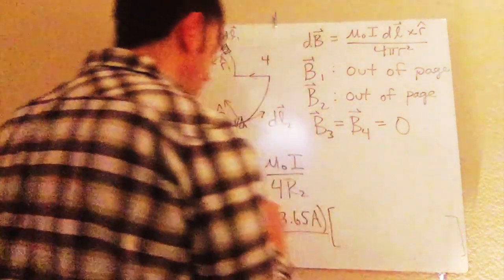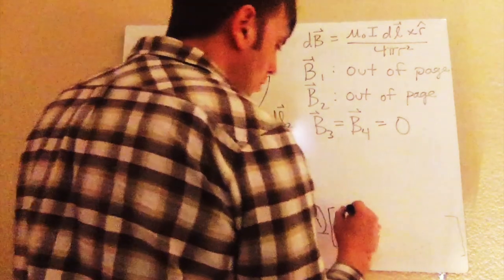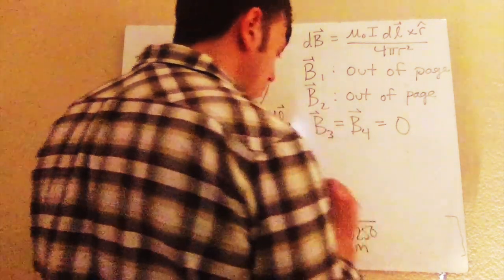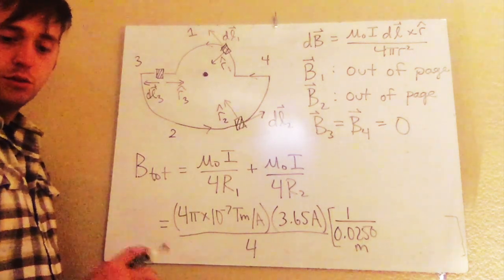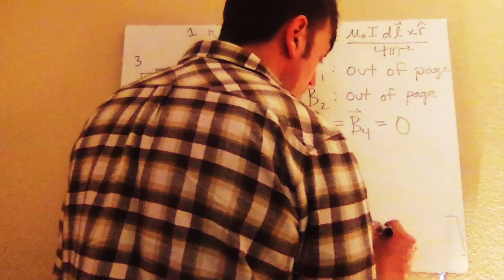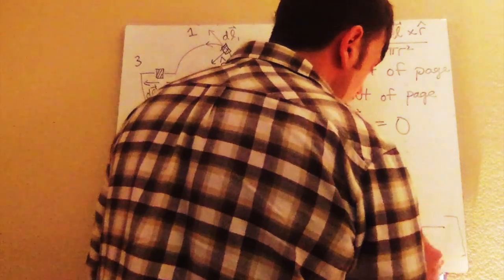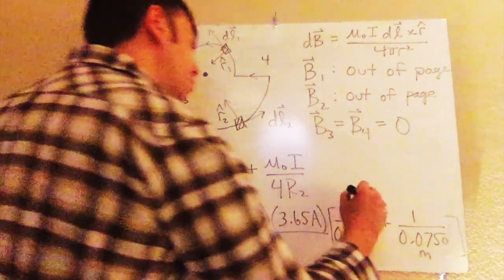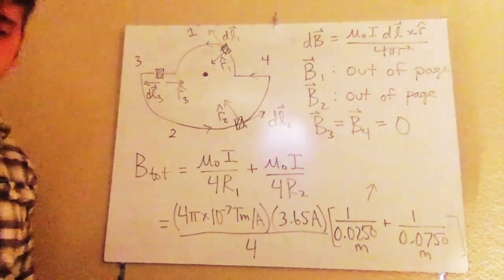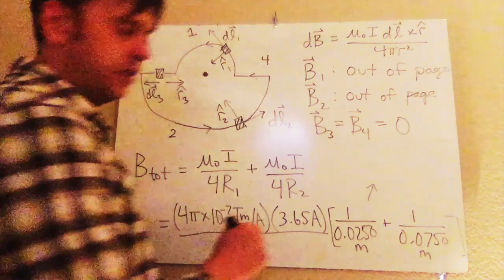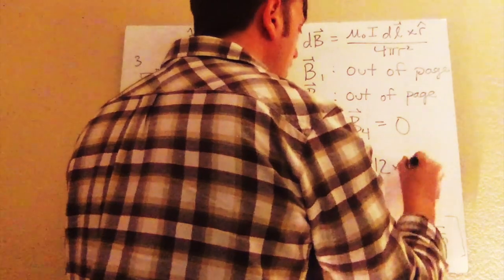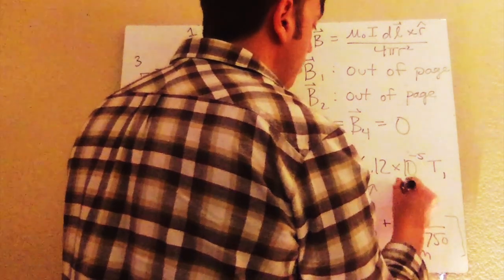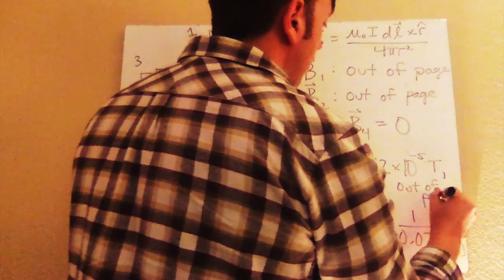Next we have 1 over r1, and r1 was 2.5 centimeters. So let's write that as 0.025 meters. And our r2, the bigger one, was 7.5 centimeters. So we'll have 1 divided by 0.0750 meters to convert that unit as well. That's what we need to calculate. Crunch these numbers, and we get the strength of the magnetic field. What it comes down to is 6.12 times 10 to the negative 5 Tesla. And again, the direction is out of the page. So that's how we do this one.